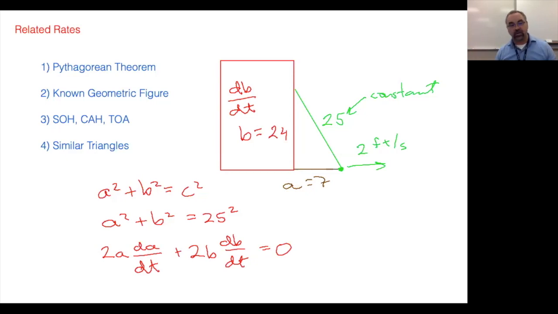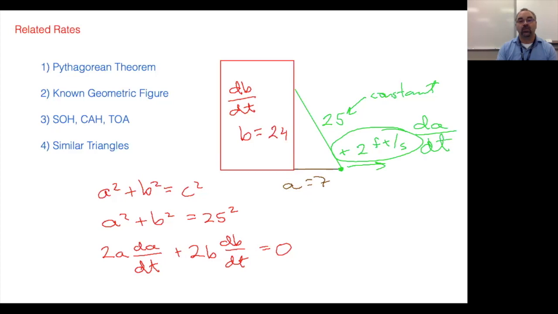And then you just plug in everything that you know. We're given everything that we need here. We know A is 7. We know dA dt is that 2, right? That's our dA dt. And as you probably remember, it is important to put in the correct sign for that. Since A is getting longer, that is a positive 2 feet per second. If A was getting shorter, we'd want to definitely put in a negative because that's going to affect the sign for B.